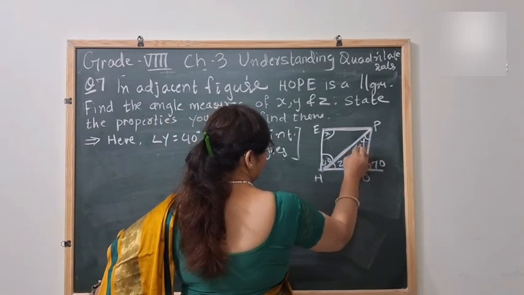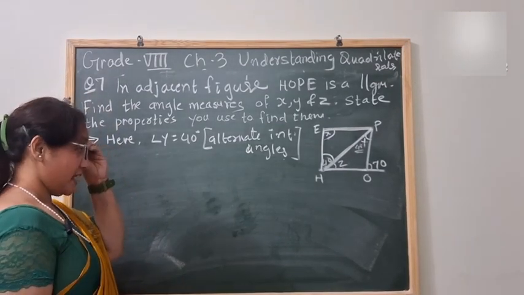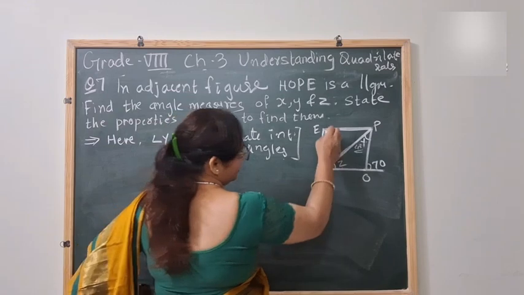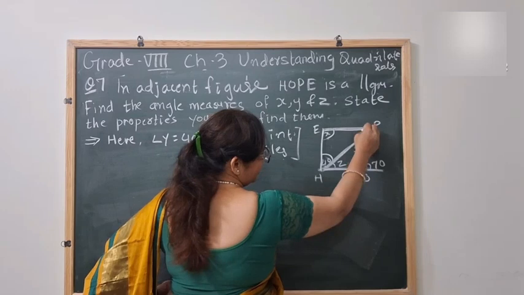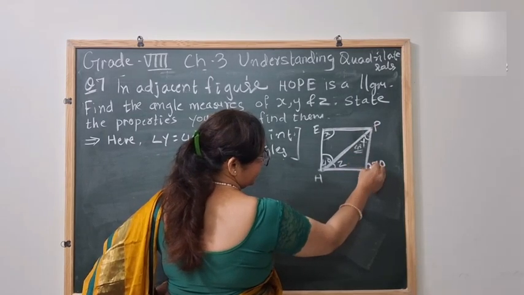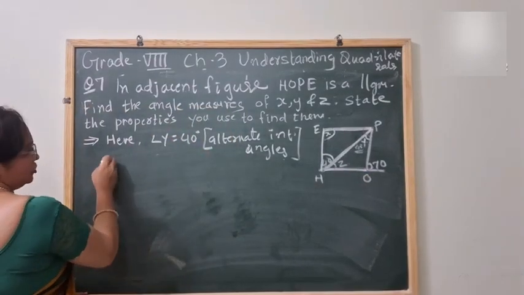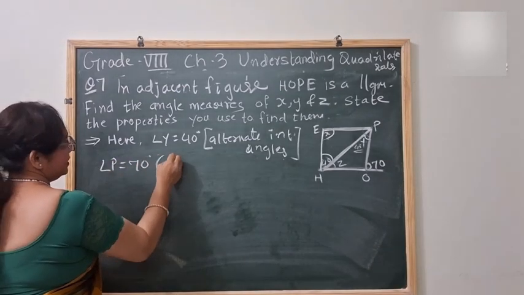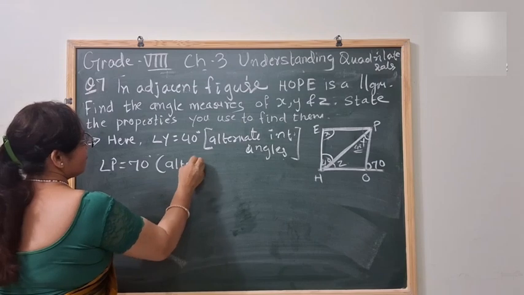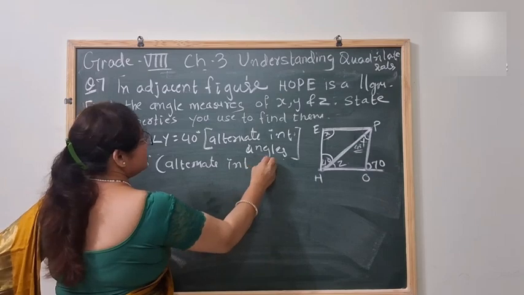Angle y मिल गया 40. ठीक है. अब now we can find angle P. See, again these two parallel lines and this is a transversal. This whole angle P and this angle 70, these two are equal. They are again alternate interior angles. Okay, so angle P is equal to 70 degrees, alternate interior angles.